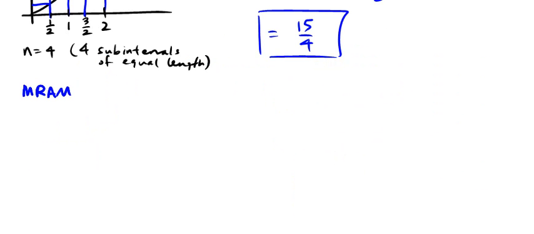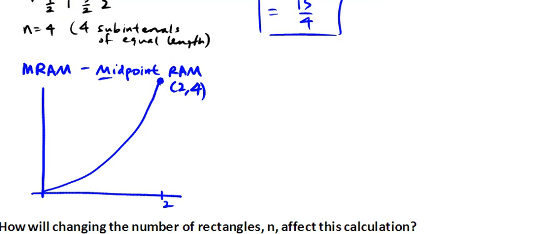Alright, so the third and final way of approximating under a curve is using MRAM, or midpoint RAM. So again, here's my graph of y equals x squared, and I'm going to break up again into 4 subintervals of equal length. But now, even though the width of each one is still going to be 1/2, I'm going to use the midpoint of each subinterval to determine the height.